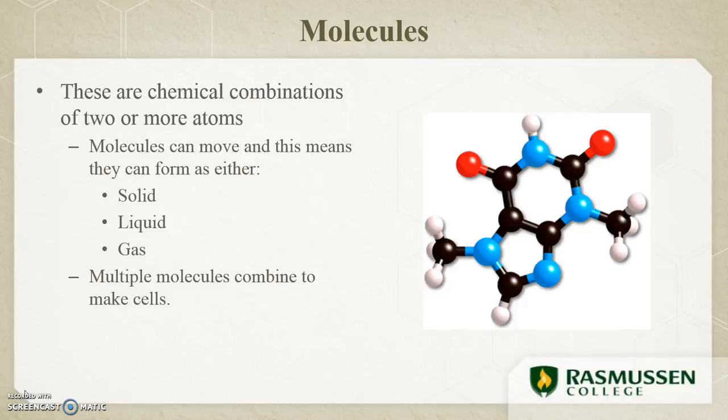Those elements then become molecules. So these are a chemical combination of two or more atoms. Molecules can move, and this means that they can form as solids, liquids, or gases. Multiple molecules then combine, and when they combine, what they make is called cells.